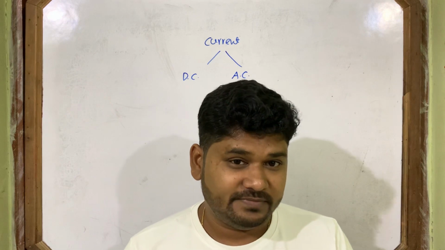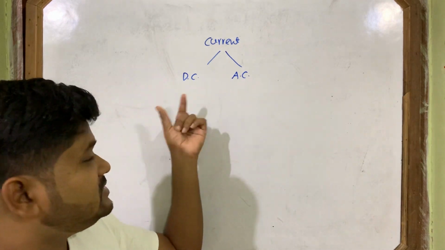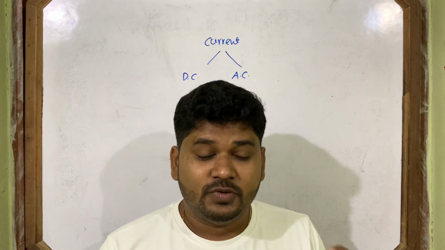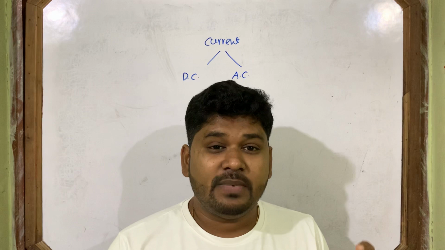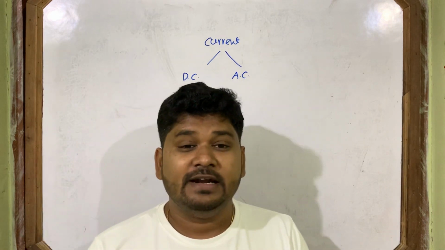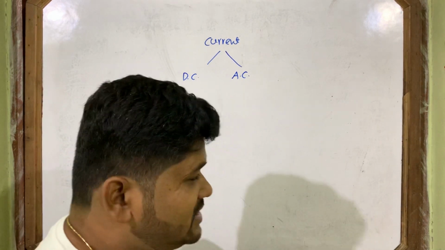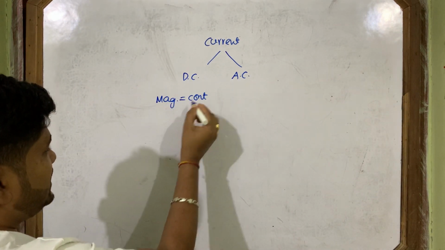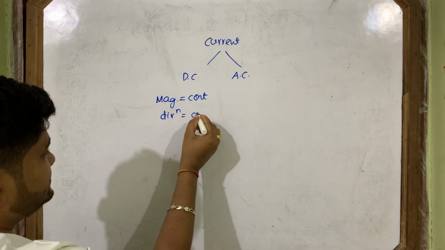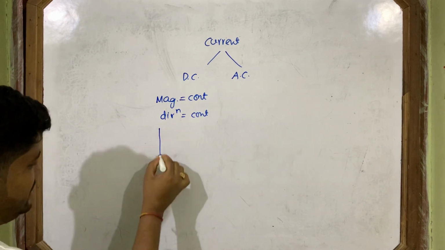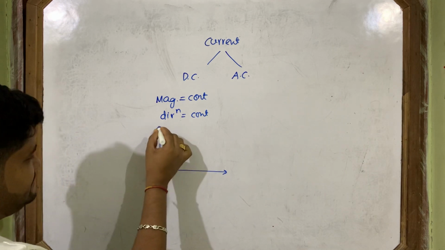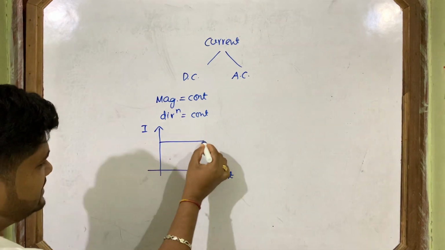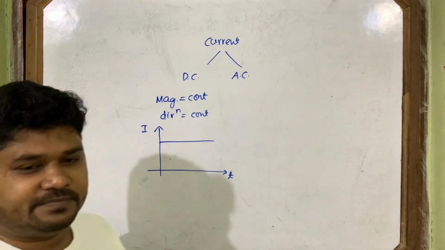First, you'll understand. DC, direct current, means constant current. The current which is constant in magnitude as well as in direction. It has a fixed value. Its graph is like this. This is current, this is time, so the graph is like this because current is constant.